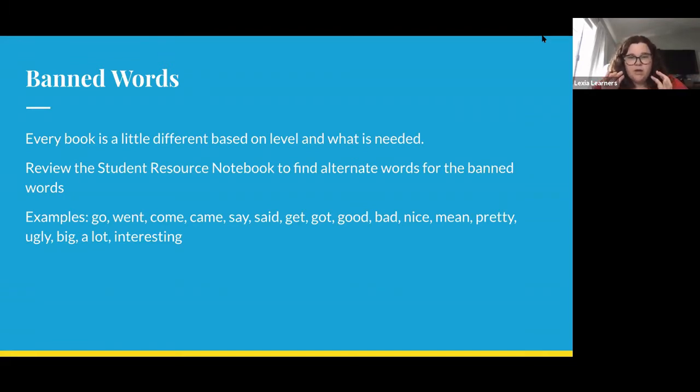And in the student resource notebook, there are pages about what better words to use other than go, went, other than any of the banned words that are there.